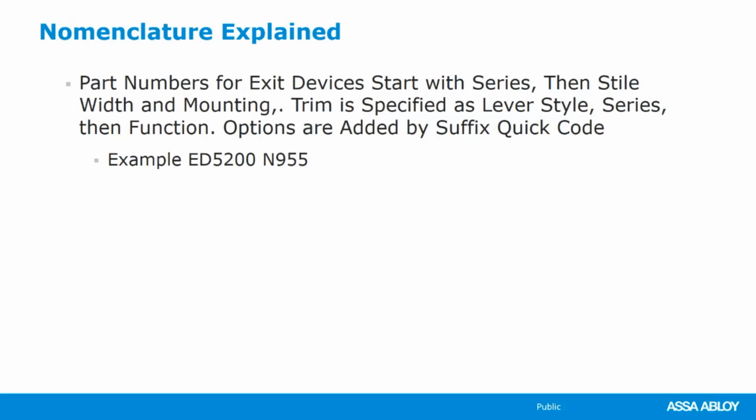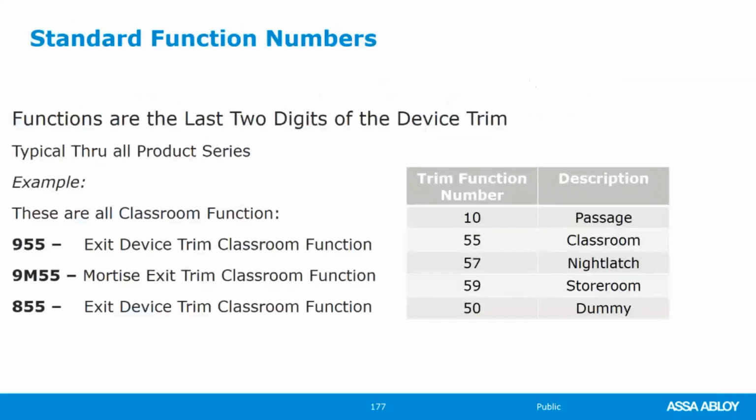ED, exit device. 52 tells us it's a 5000 series rim device. N is our Newport lever. Our 9 is our 900 series trim. 55 is our classroom function. And again, the functions stay the same regardless of the product, just like our cylindrical locks and our mortise locks.